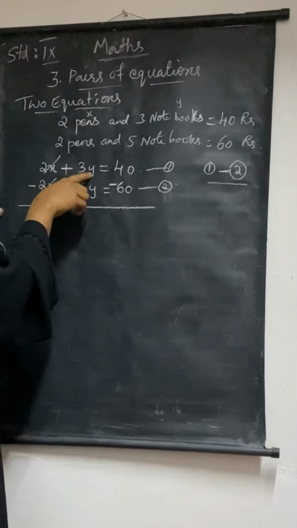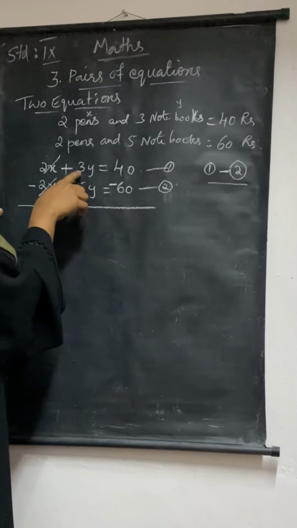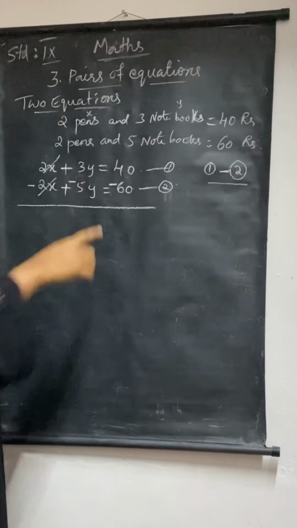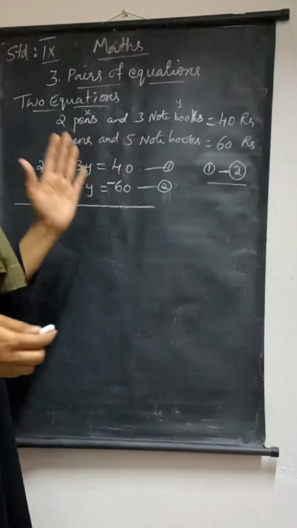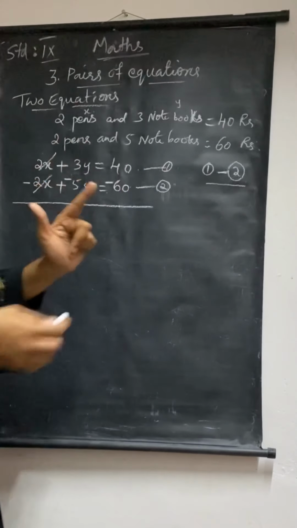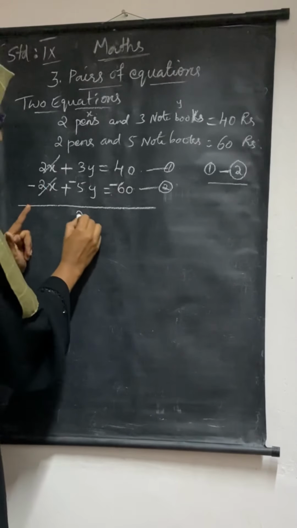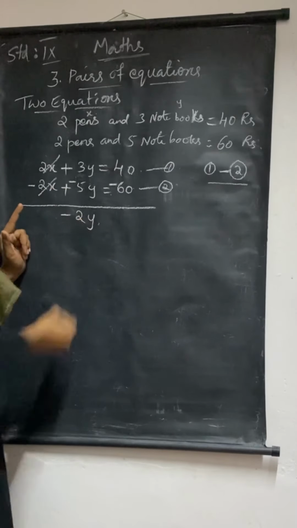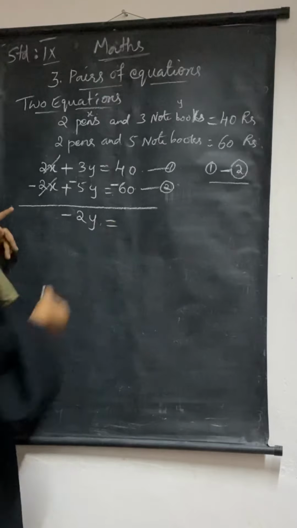Now 3y minus 5y. So how much is that? 3y minus 5y means, actually, you take the larger one, 5. 5 minus 3, how much is it? 2. 5 minus 3 is 2, so 2y. But the sign of the larger number, which one? It is negative. So I have to put minus.